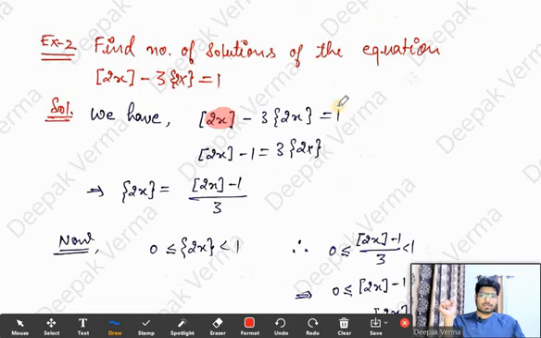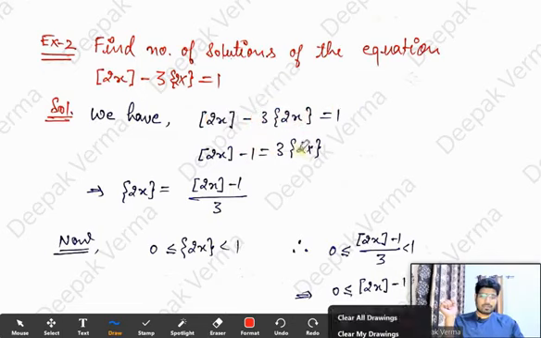Box 2x, take 1 on the left hand side, we get minus 1, and this minus 3 times the fractional part of 2x on the right hand side, 3 into fractional part 2x. So we get fractional part of 2x equals box 2x minus 1 over 3.